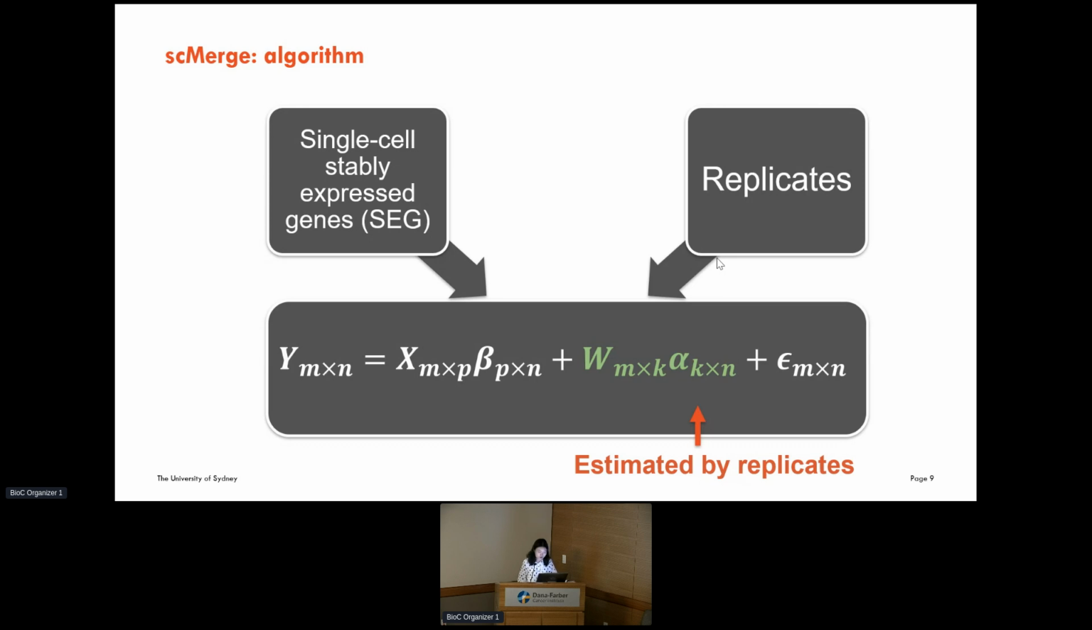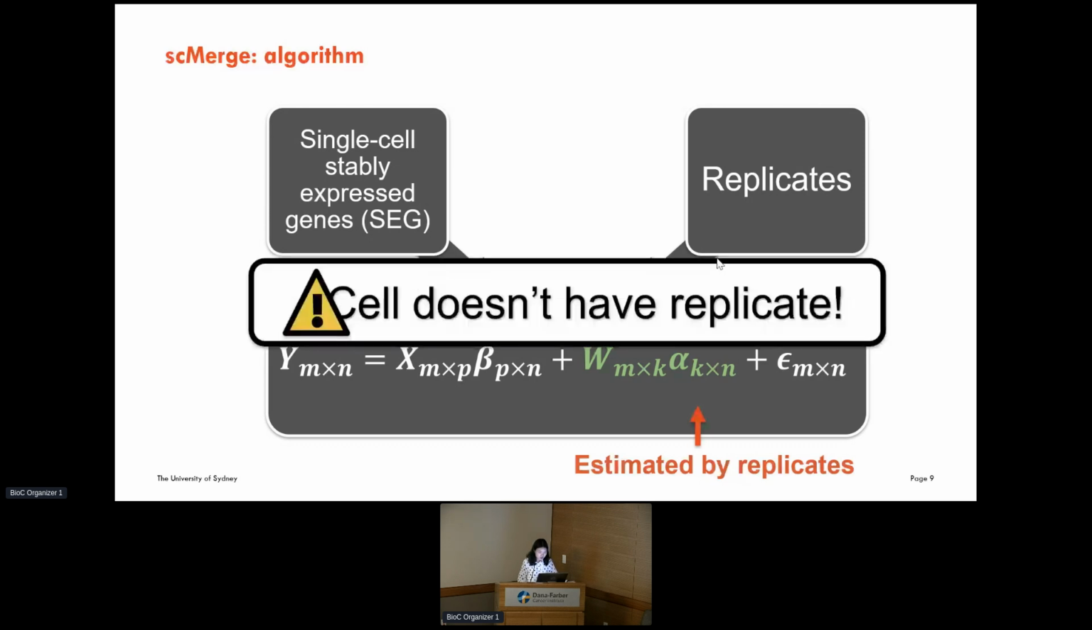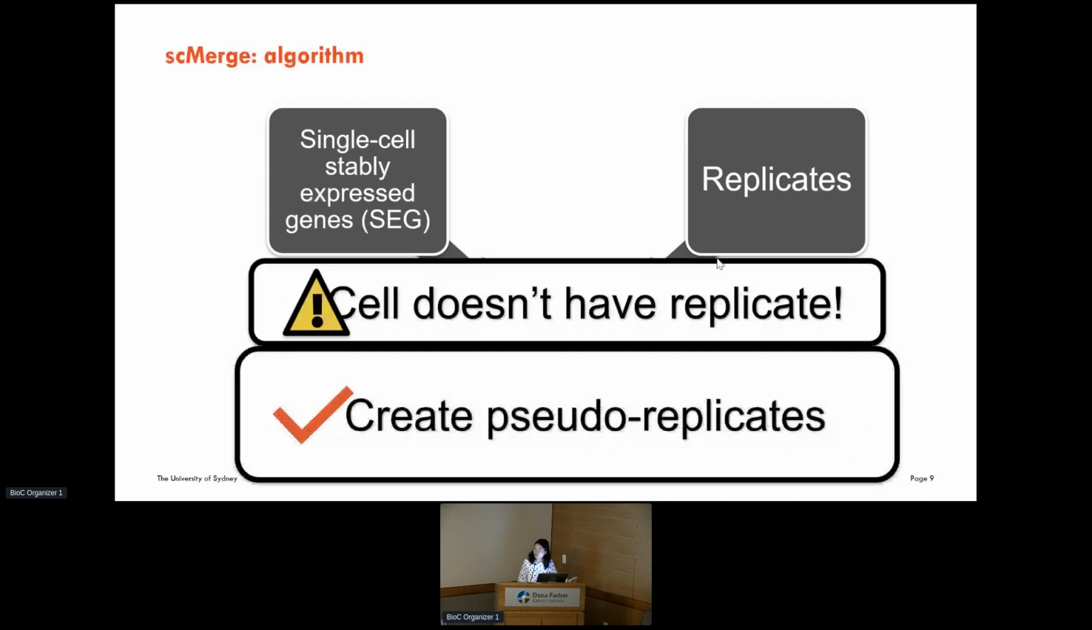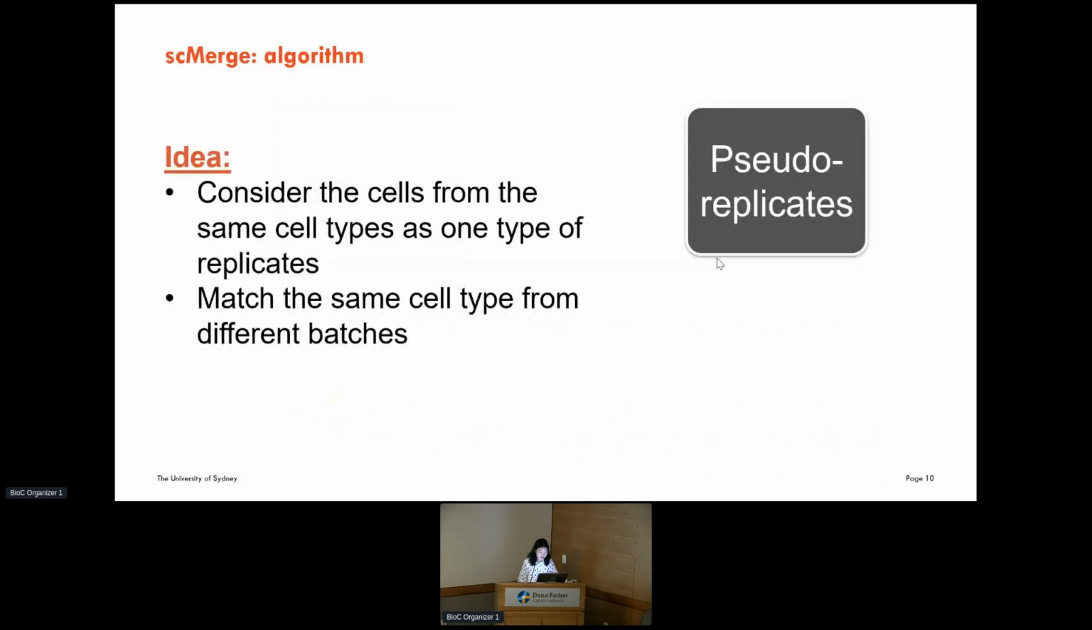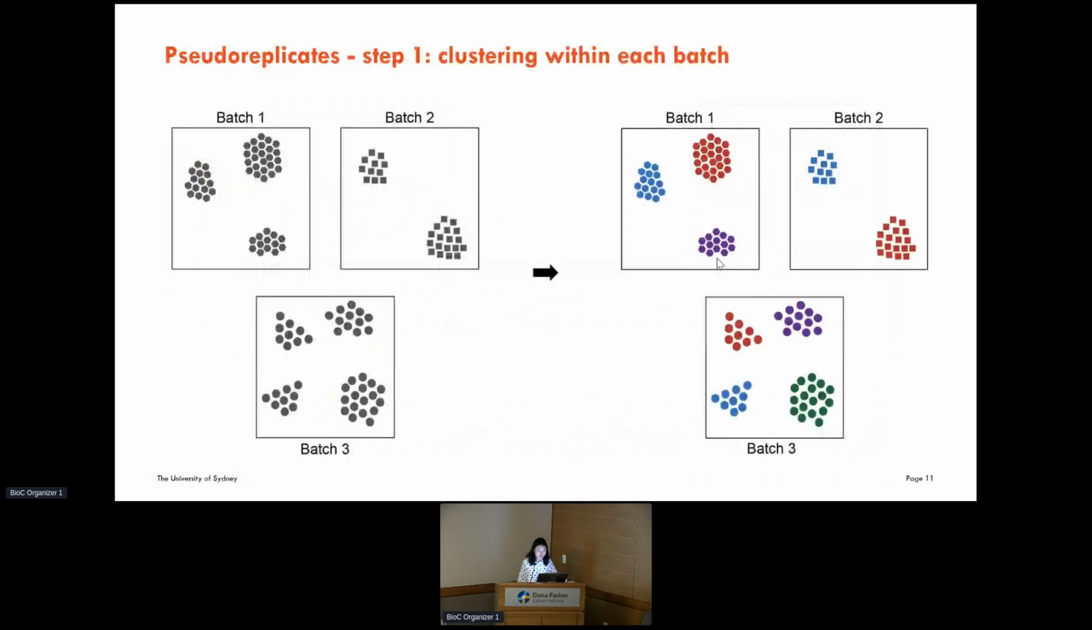But this is not so common in single cell. So the idea here is that we create pseudo replicates. The replicates are that we're trying to consider the cells from the same cell type as one replicate, and we try to match the same cell type from different batches. The procedure here is similar to the mutual nearest neighbors cells, but instead of doing it on the cell level, here we actually do it on the cluster level.